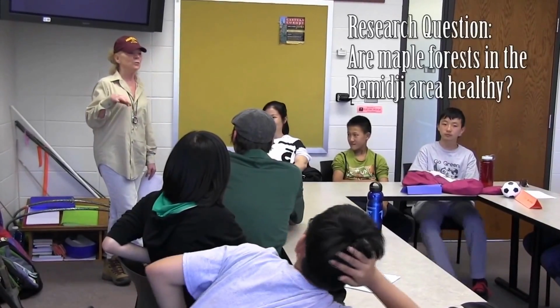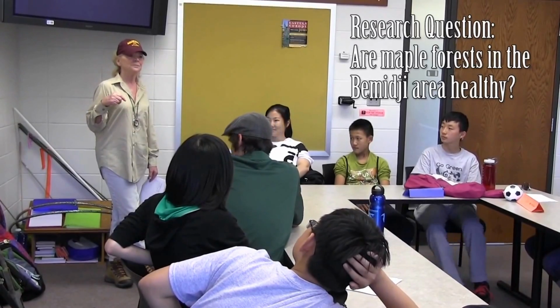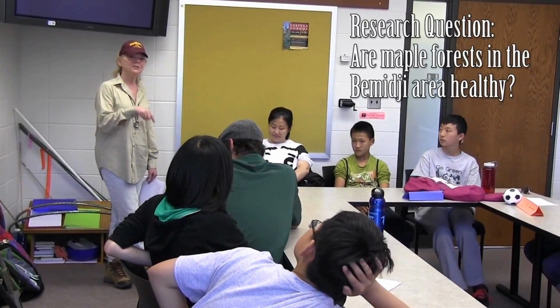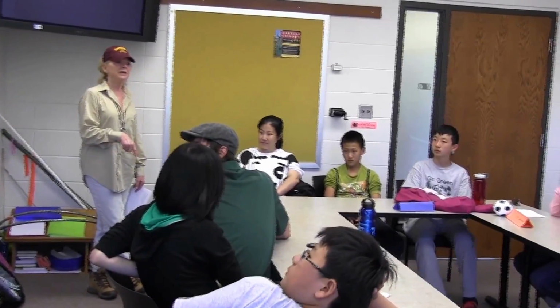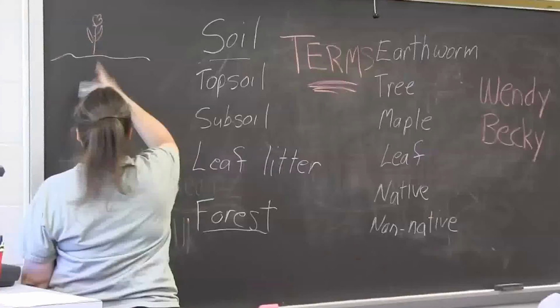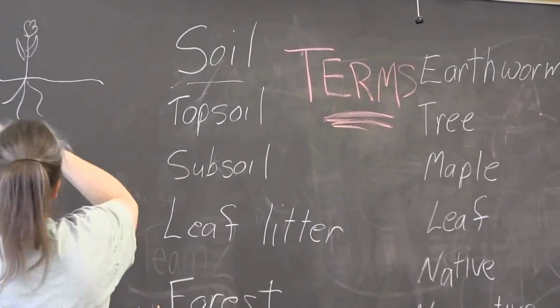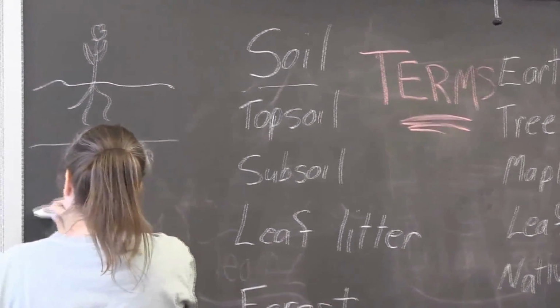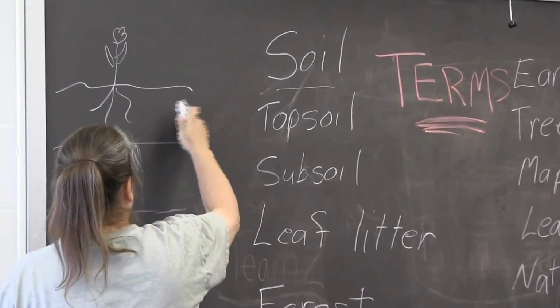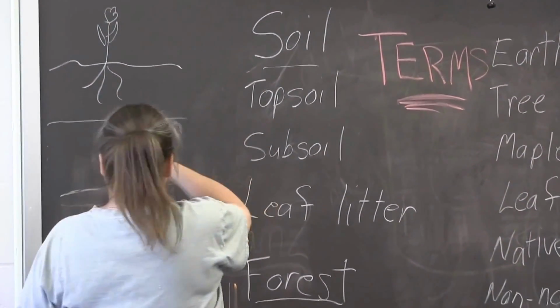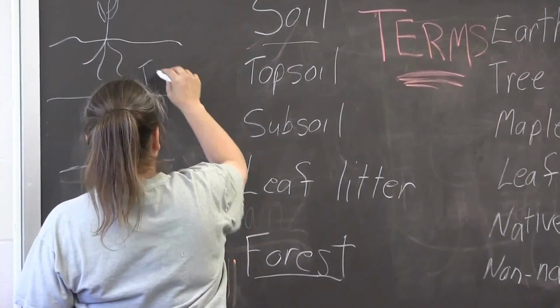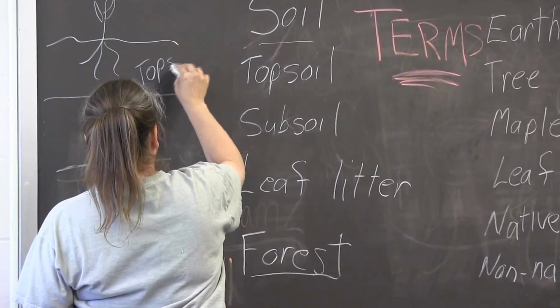So today our questions are about how to measure things in the soil and the forest that will tell you about the health of the forest. With roots, of course, in the soil. And then we have layers in the soil. This one might be very dark brown or black. This one might be lighter, and this I'm going to call topsoil.